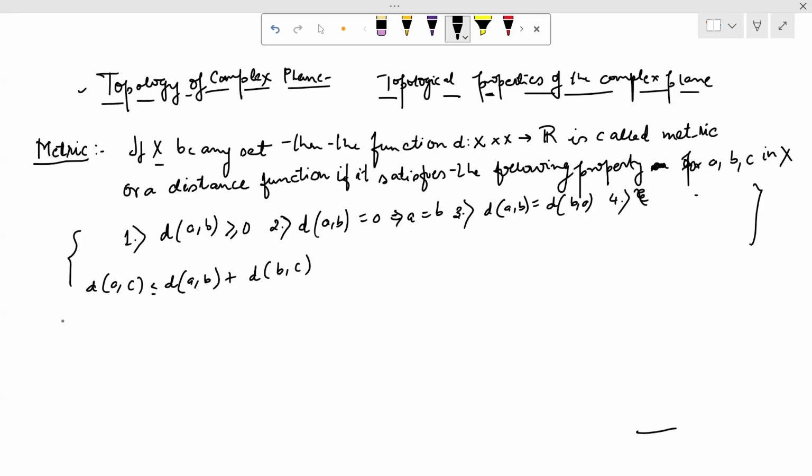Now, if I use this d along with this set X, then that particular space is called a metric space.